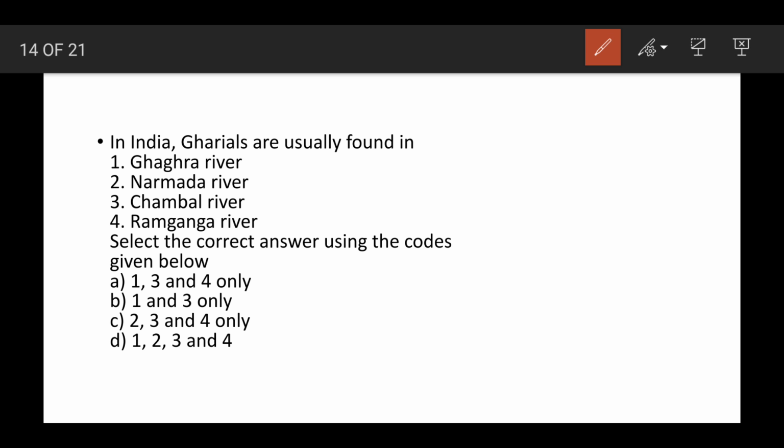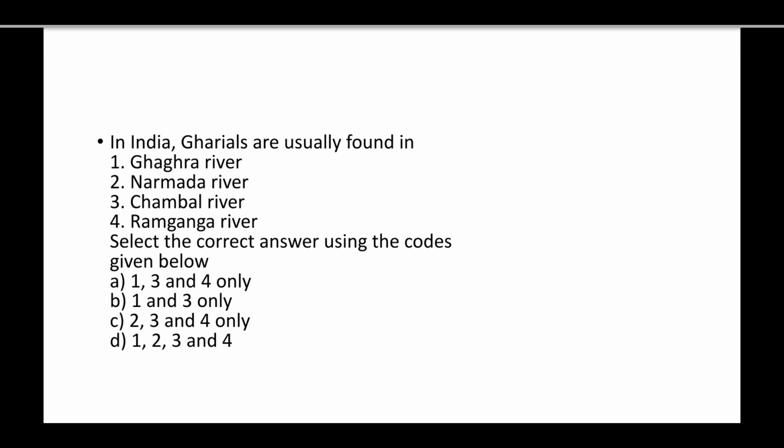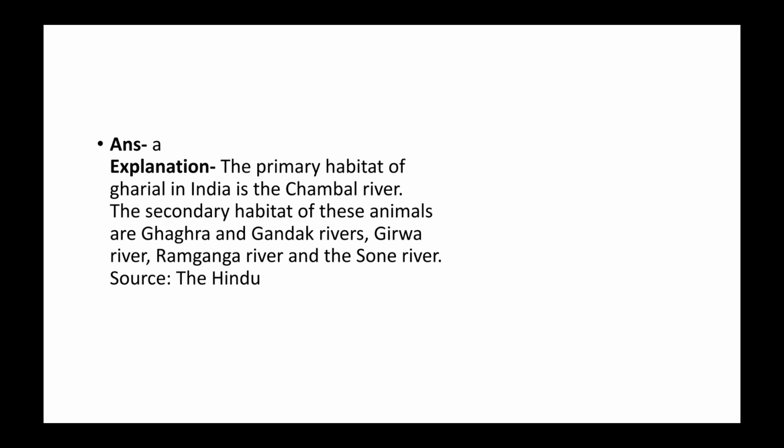And another question: in India, gharials, we all know about the gharial species. Gharials are usually found in which river? 1, Ganga river; 2, Narmada river; 3, Chambal river; 4, Ramganga river. Which is the correct code? Accordingly, the Narmada river is not a habitat of gharial. Ganga, Chambal and Ramganga are the habitats of gharials. So the correct answer is A, 1, 3, 4.